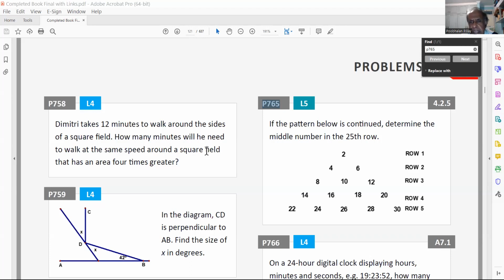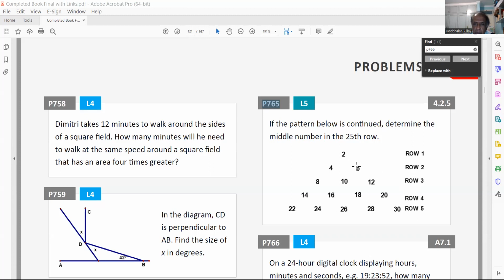Problem 765 is the problem that we are going to look at now. It says here, if the pattern below is continued, determine the middle number in the 25th row. So we must determine the middle number in the 25th row. Here, the rows are given. Row 1 has just one number, that's 2. Row 2 has 2 numbers. It goes to the 4 and 6. Those are the next 2 even numbers.